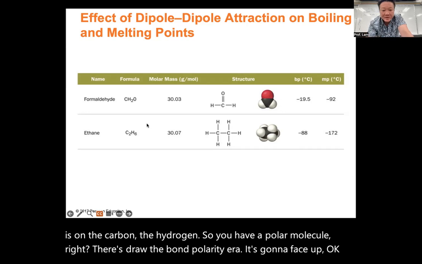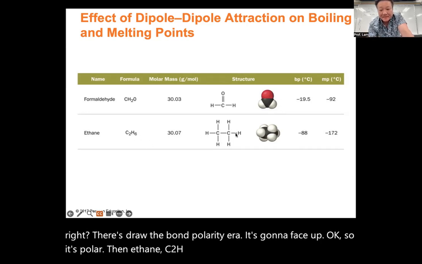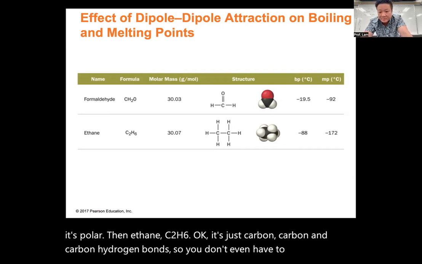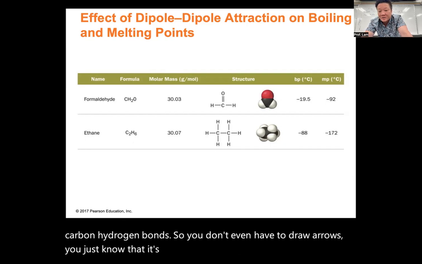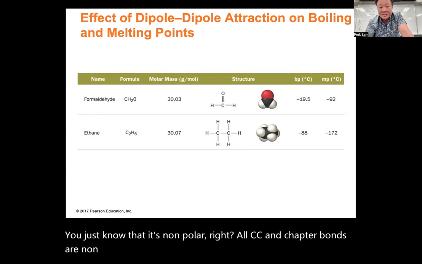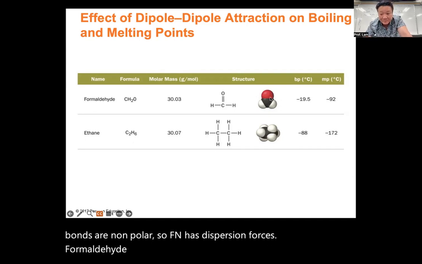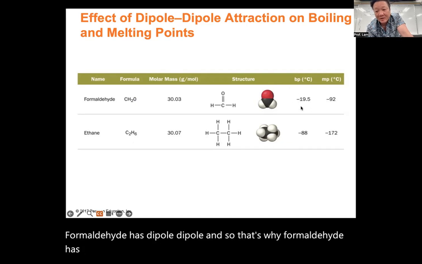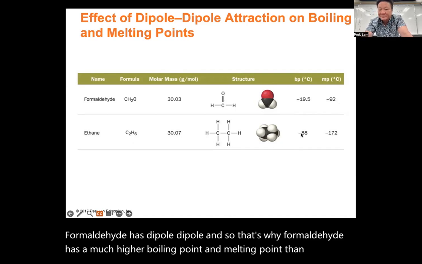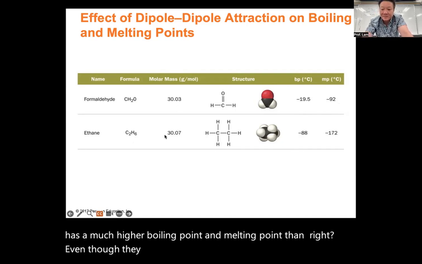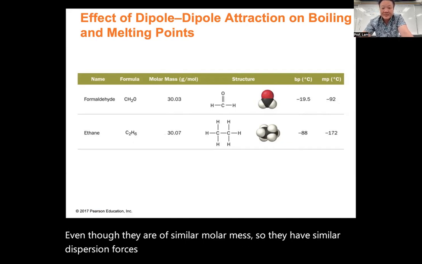So it's polar. Then ethane, C2H6. Okay, it's just carbon-carbon and carbon-hydrogen bonds, so you don't even have to draw arrows. You just know that it's nonpolar, right? All CC and CH bonds are nonpolar. So ethane has dispersion forces. Formaldehyde has dipole-dipole. And so that's why formaldehyde has a much higher boiling point and melting point than ethane, right? Even though they are of similar molar mass. So they have similar dispersion forces, right?